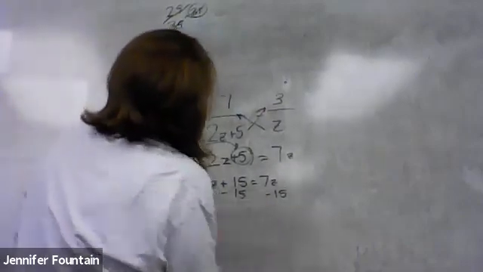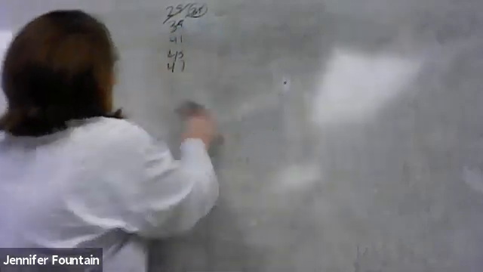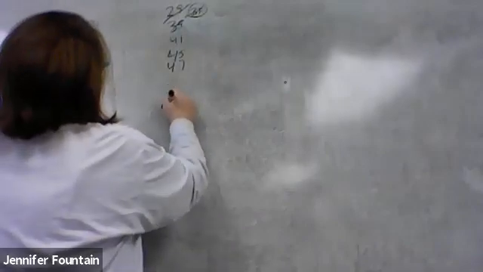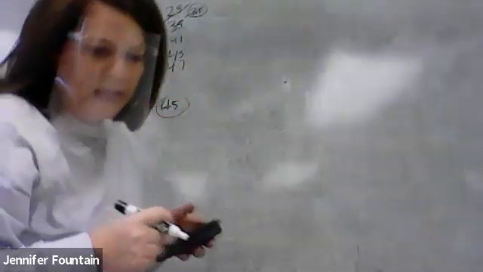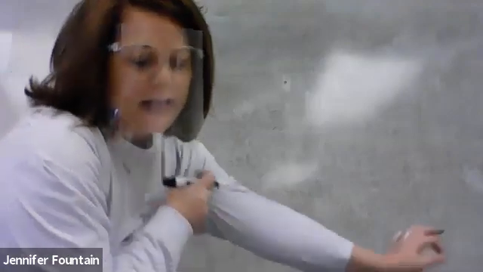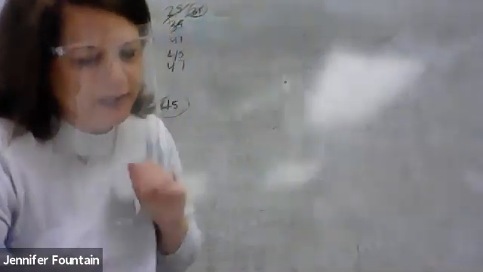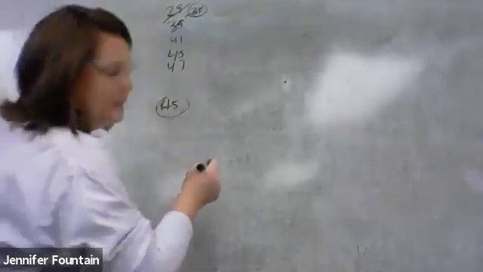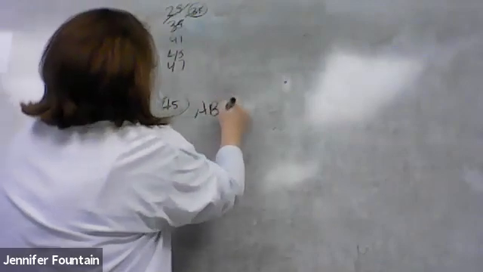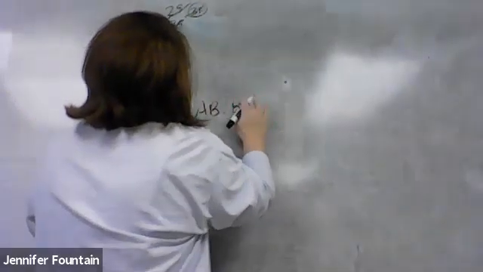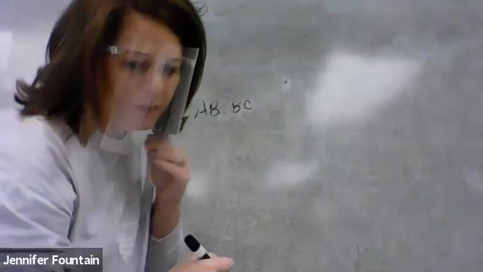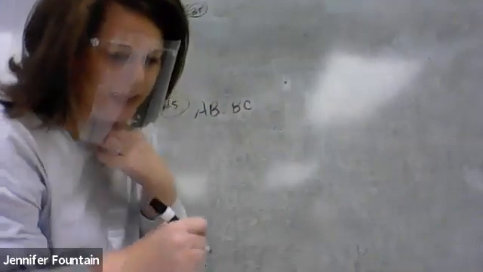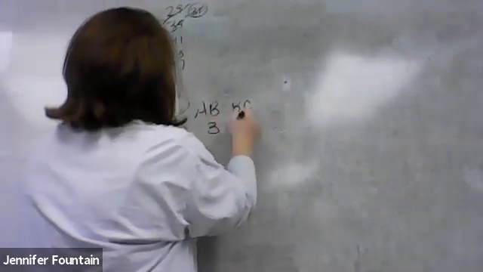Number 45. This was yours, right, Alec? Okay. So look at 45. Again, it says the ratio of the width to the length for each rectangle is given. Solve for the variable. So I've got AB to BC, or AB to BC is 3 to 8.